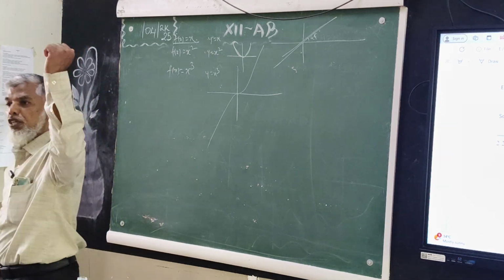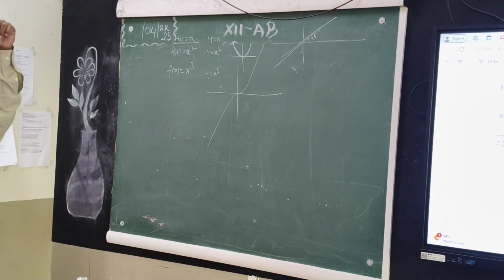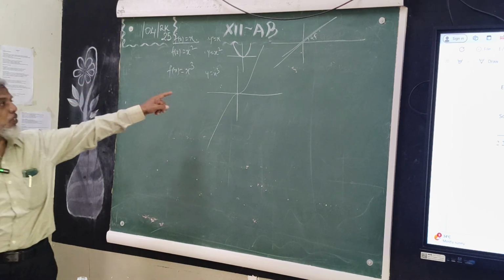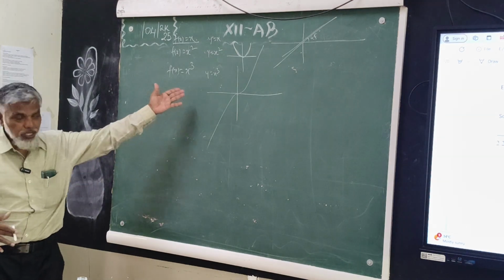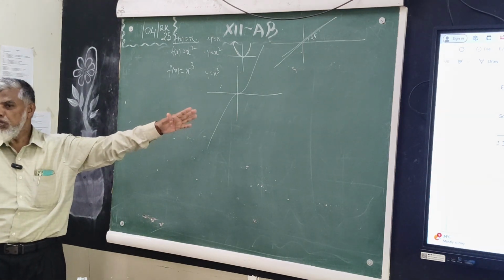And what is the importance of the y equal to x cube graph? Points of inflection. The point of inflection occurs at 0. Just by plotting points you can draw the graph. Nothing new.